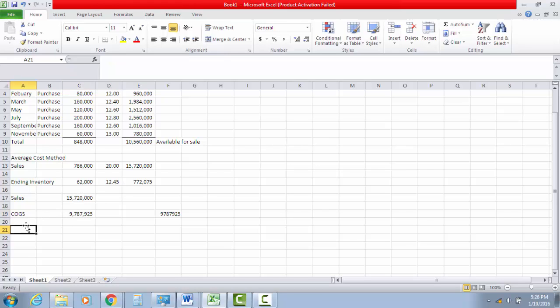So with that being said, my gross margin is the difference between these two items. So the 15 million less the 9.7 will give me 5,932,000, less my admin items, which they told me. So my admin costs are 5,102,000.